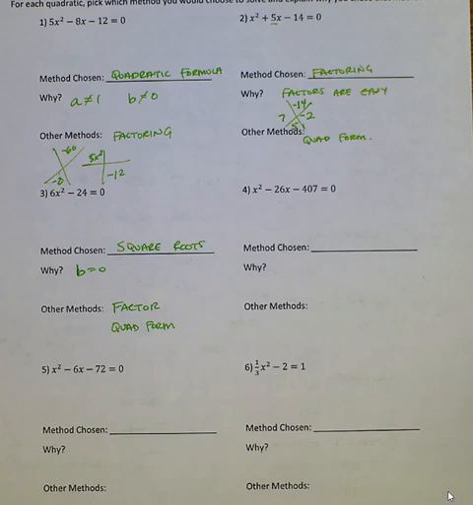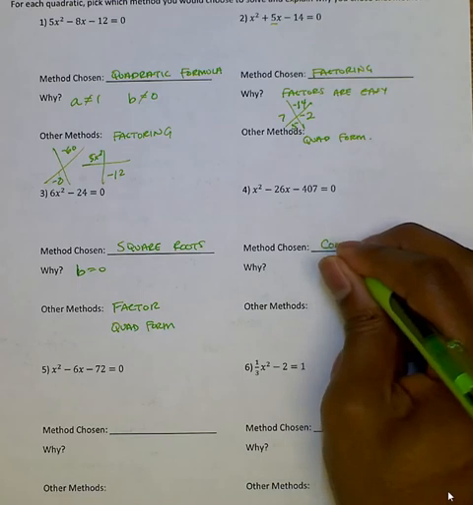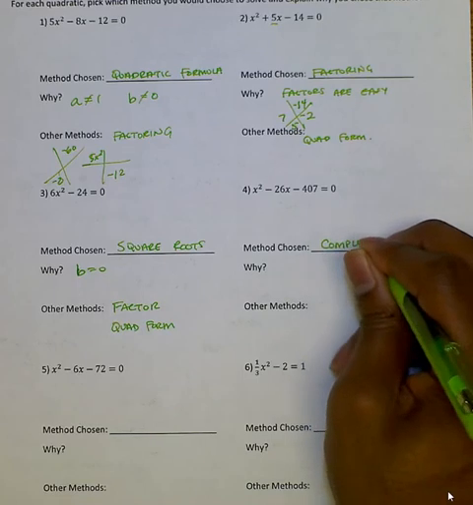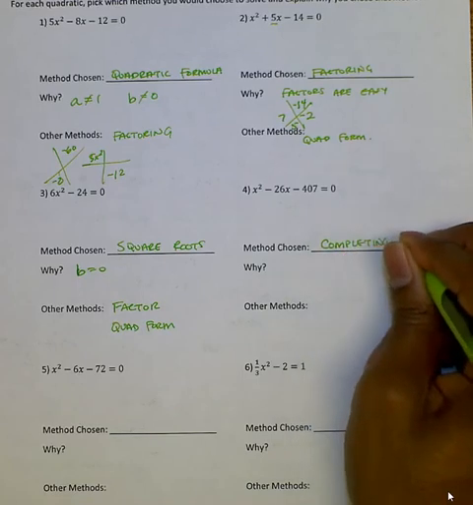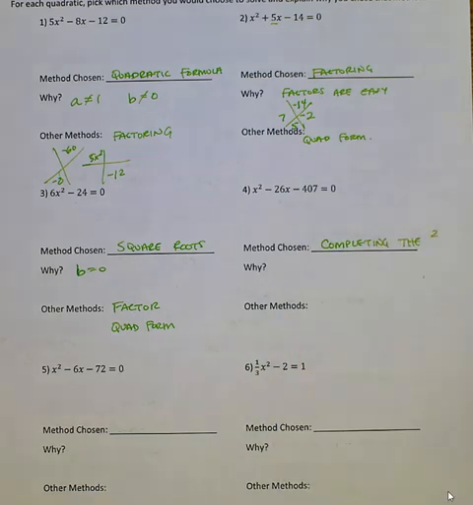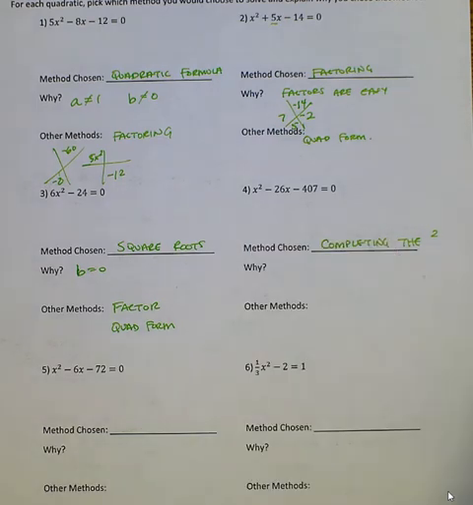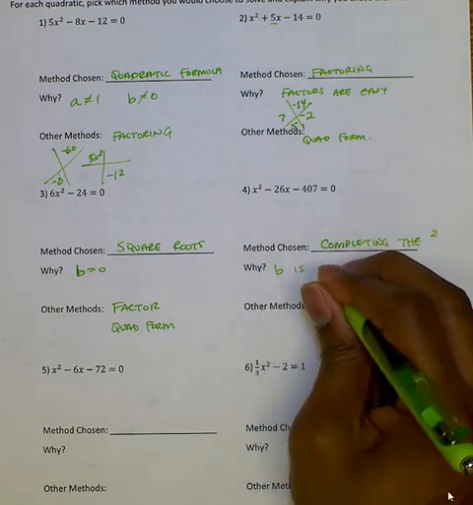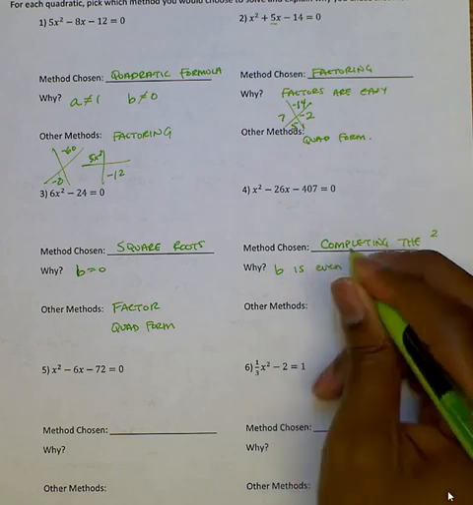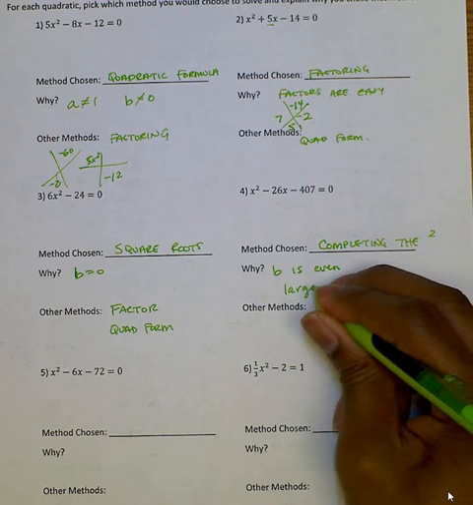Number 4, we see that a is 1. I'm going to complete the square here. Number 4 makes sense to complete the square because we have a pretty large value here. We can find half of b. B is even. Large C. We're all good for that.